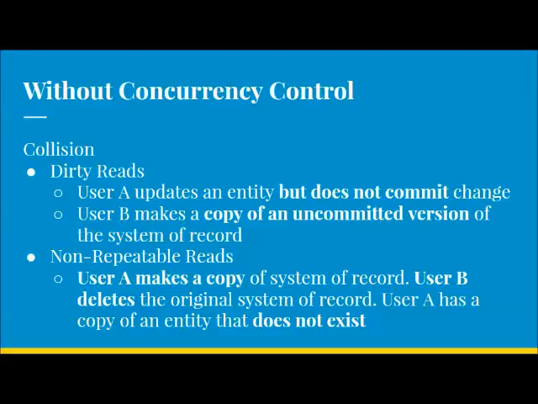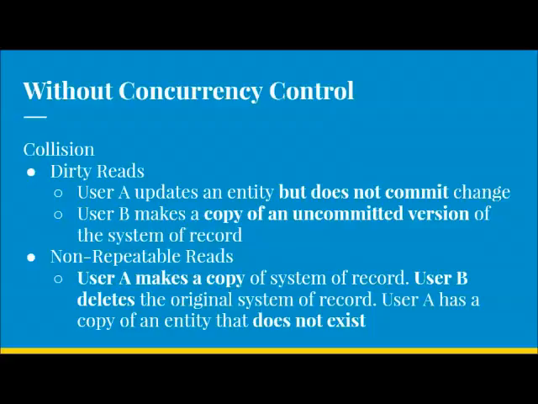Without MVCC or any form of concurrency control, collisions happen. Collisions happen when two activities attempt to change entities within a system of record. A dirty read happens when user A reads an entity from the system of record and then updates it but does not commit the change. User B reads the entity, unknowingly making a copy of the uncommitted version. When user A rolls back to the original state, user B now has a version of an entity that was never committed and is therefore not considered to have actually existed.